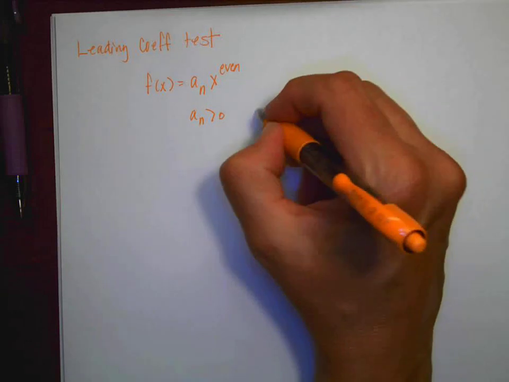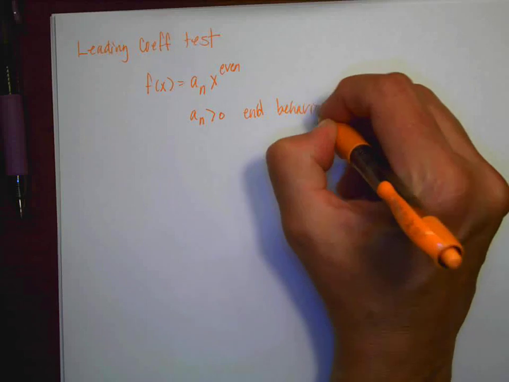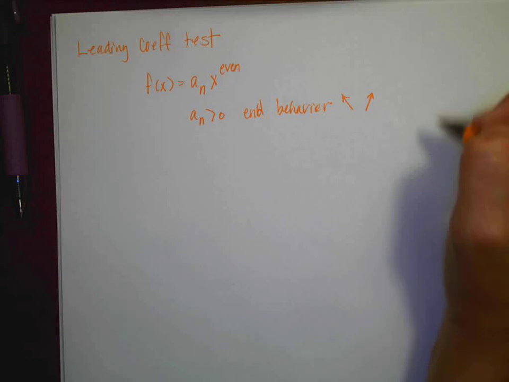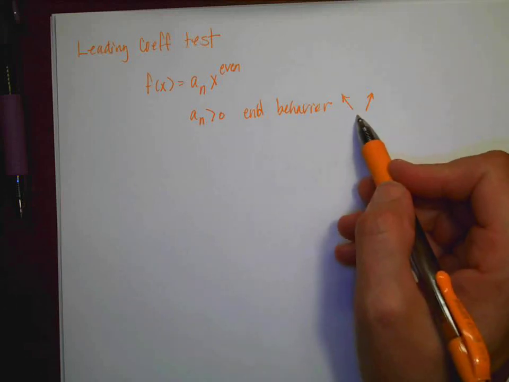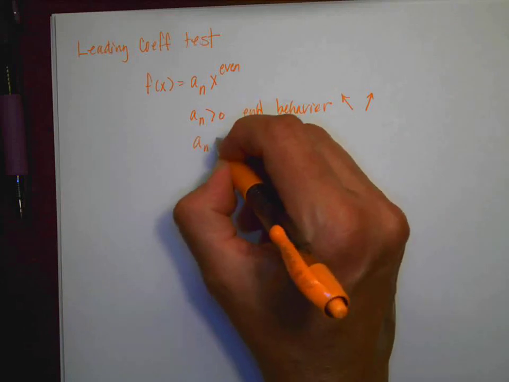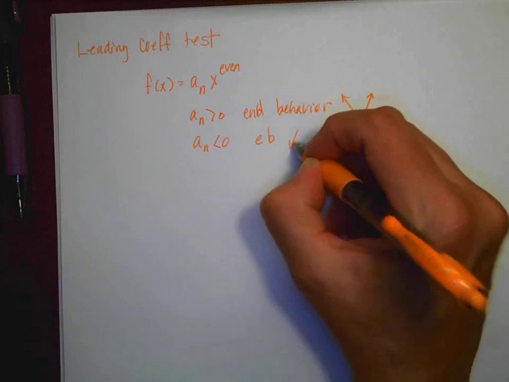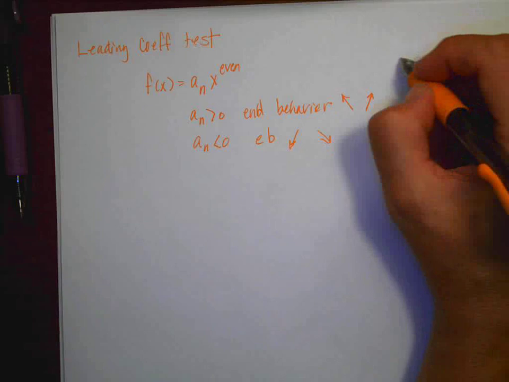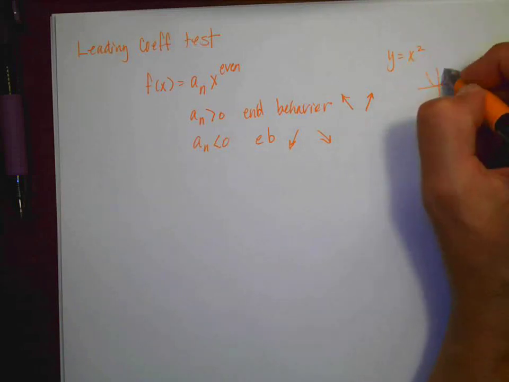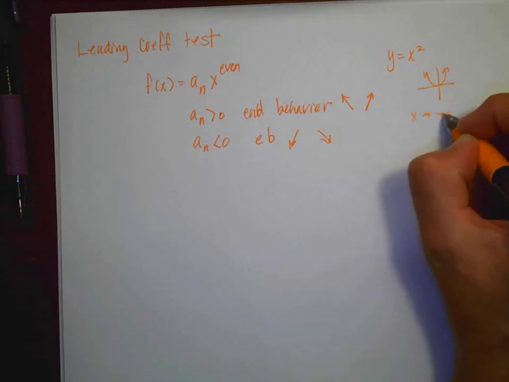If we have an even power and a sub n is positive, then my end behavior is going to be up here and up here. Alrighty, and we'll talk about the more efficient way of writing this later, but for right now this is sufficient. And then if a is negative, then that means that my end behavior is going to be down and down. The nicest way to think about this is y is equal to x squared. When it's positive, we know that it looks like this.